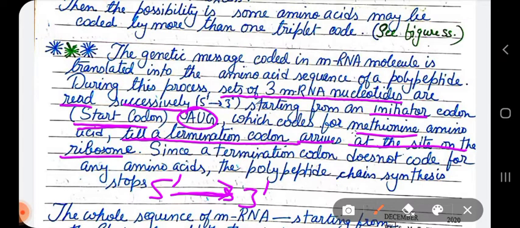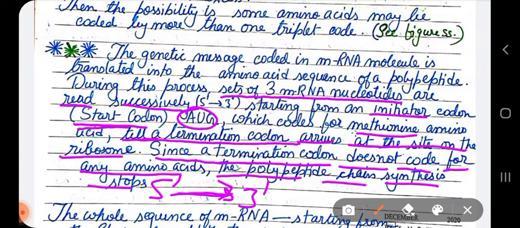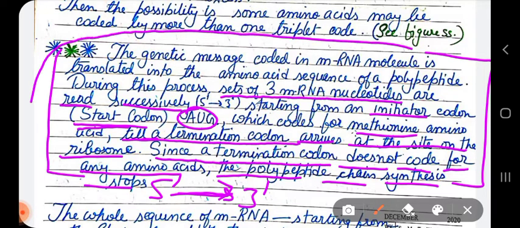So the ribosome starts to read the codon sequence one at a time from the start codon, moving by reading the codons one at a time towards the 3 prime end until it encounters a stop codon, which will terminate the translation process. Since a termination codon does not code for any amino acid, the polypeptide chain synthesis will stop. So the whole process of translation is this.